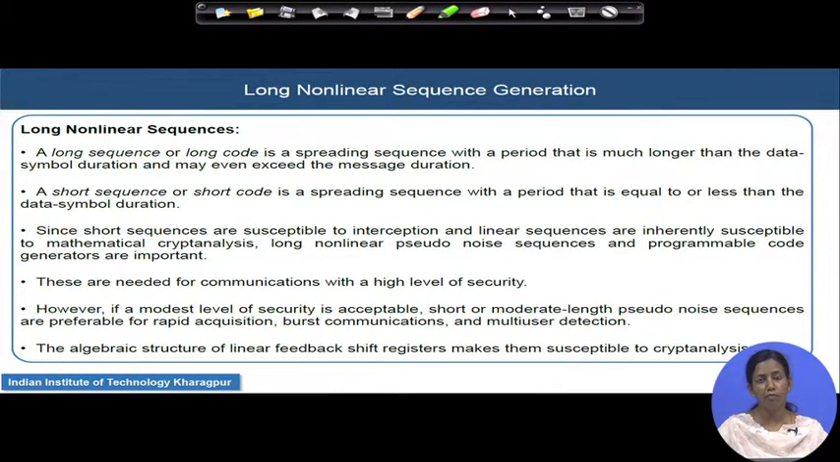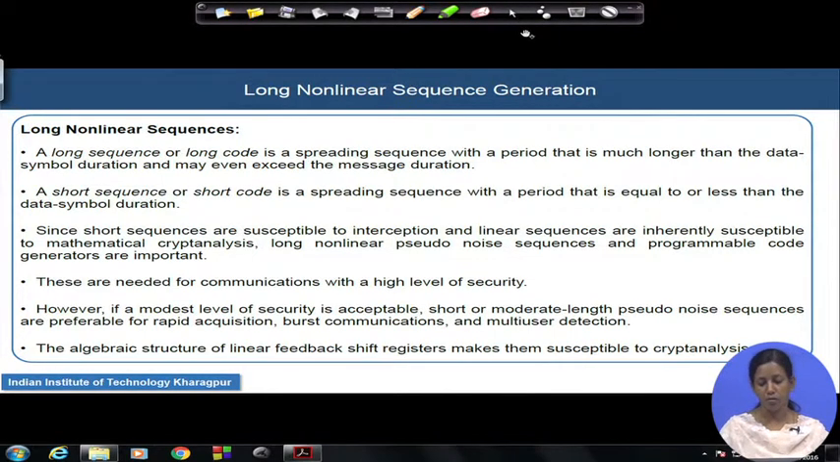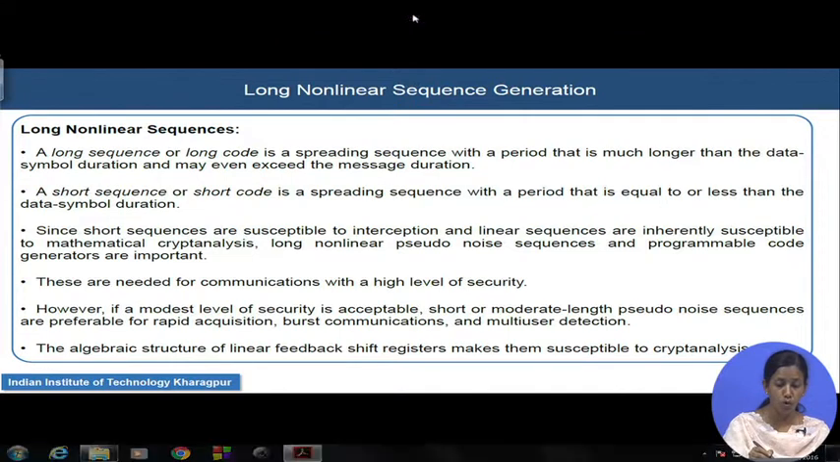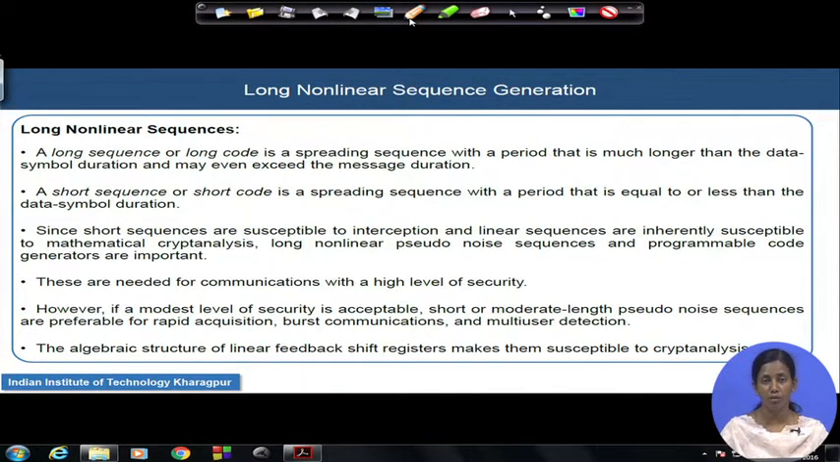What is the problem of having a linear sequence? If it is a linear sequence, then it is inherently susceptible to mathematical cryptanalysis. So the hackers, who are also a point of our interest in the design of such communication systems, especially today, make this susceptibility towards mathematical cryptanalysis not a desirable criterion. It is not at all desirable for the system design.